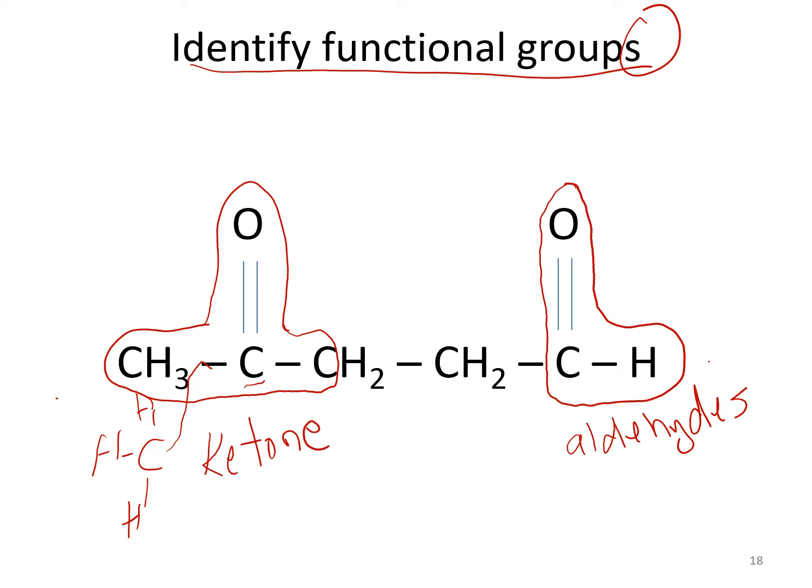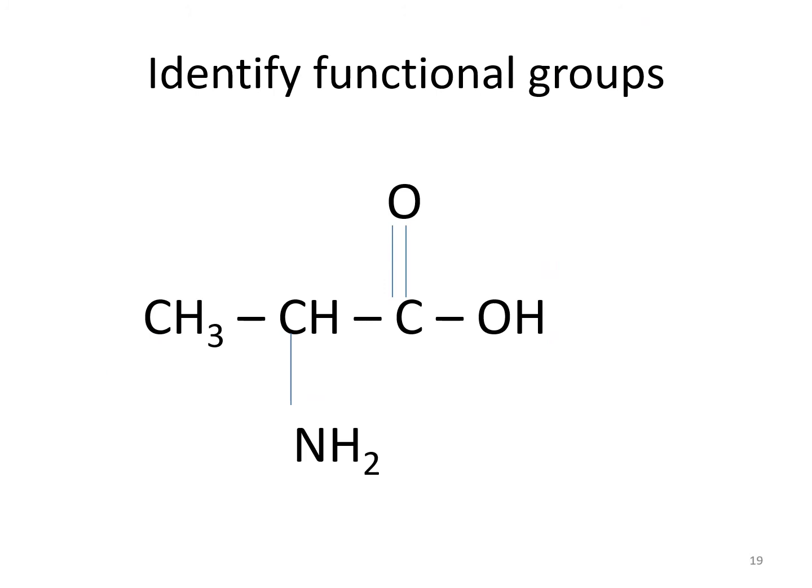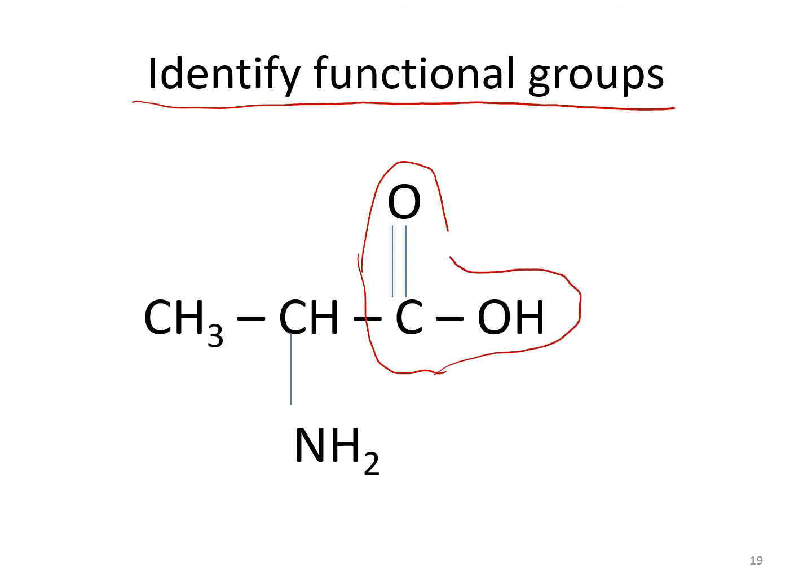So I may ask you a question where I may say circle and then name or identify the functional group. So I want you to identify the functional groups in this compound. Again, we have more than one functional group. On the right-hand side, we have that carbonyl, and we're going to look at the carbon of the carbonyl and what else is attached to it, which is a hydroxyl group. So I'm circling the functional group, and then I want to go ahead and name it. A carbonyl attached with a hydroxyl gives me a carboxylic acid.